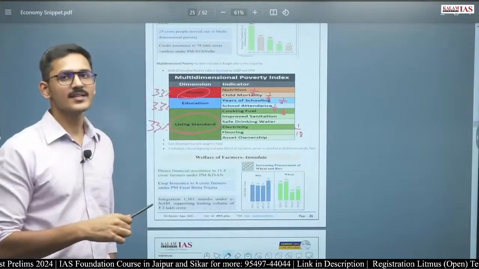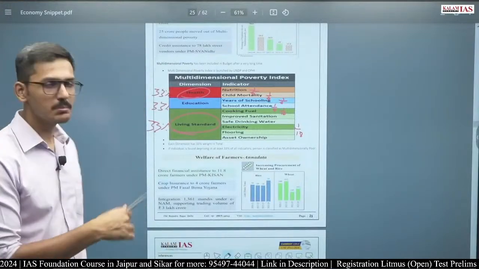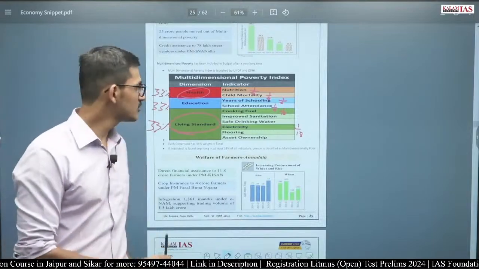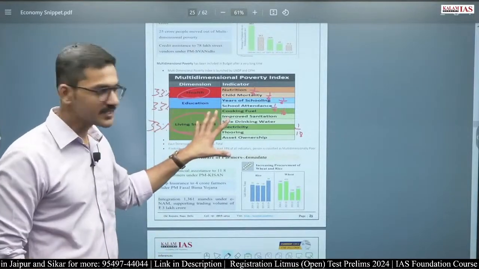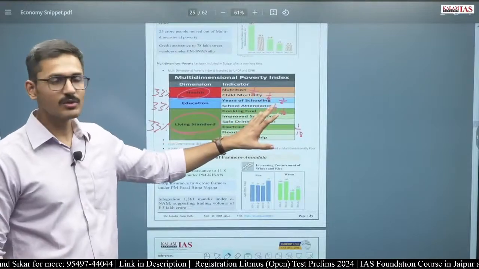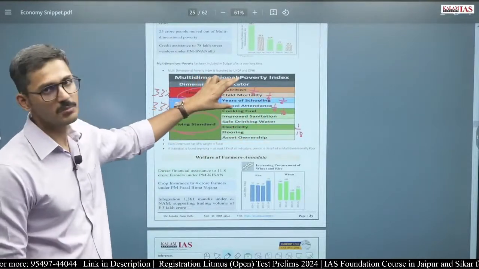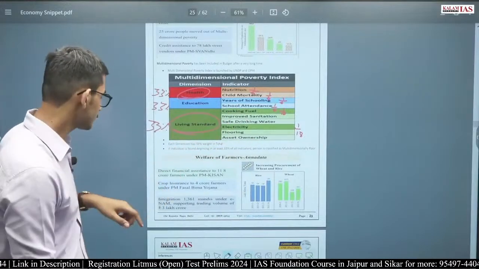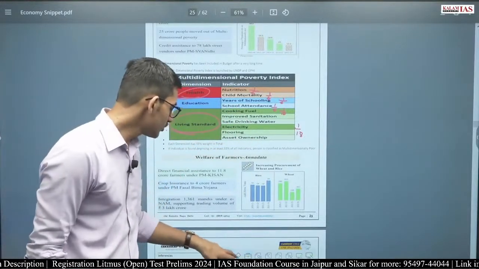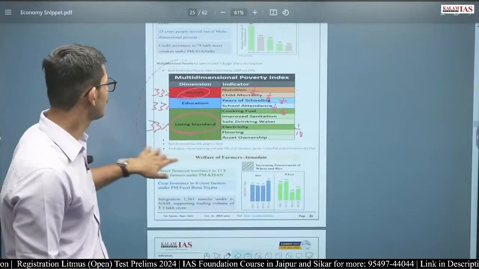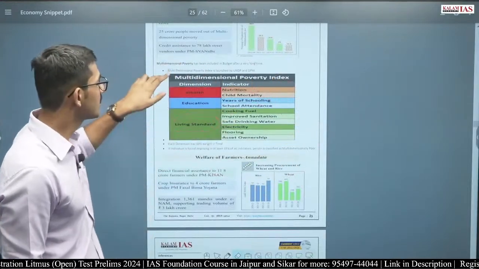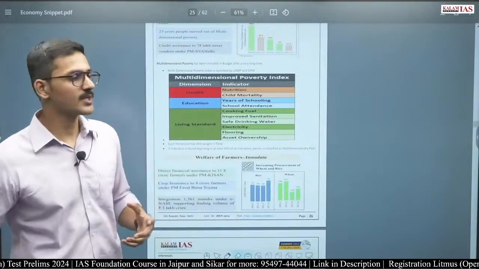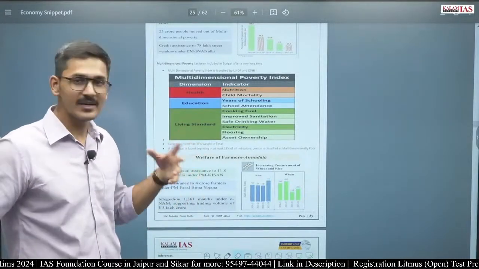So all the indicators do not have equal weightage in the multidimensional poverty index, whereas all the dimensions have equal weightage. All the dimensions have equal weightage, but all the indicators do not, because these 4 indicators have 1/6 and these 6 indicators have 1/18. You have to look at these indicators, because UPSC might give a question in prelims asking which of the following indicators is not part of the multidimensional poverty index. So you should have a fair understanding of this.